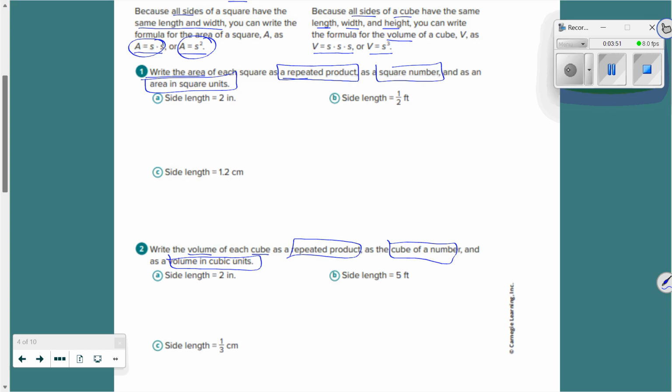Let me give you an example. This is going to be good enough. Guys, literally, all you're doing is using these formulas. So I'm writing it as a repeated product. Area equals 2 inches times 2 inches. I'm writing it as a square. Area equals 2 inches squared. And then I'm going to solve it. 2 times 2 is 4 inches squared. So the second one's exactly the same.